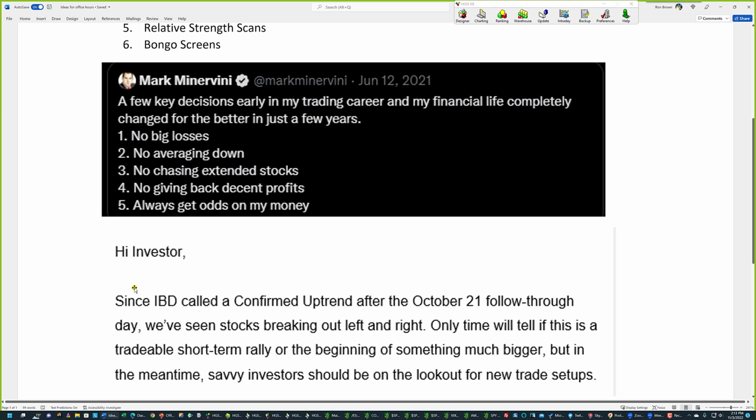And this came today from IBD. Since IBD called a confirmed uptrend after the October 21st follow-through day, we've seen stocks breaking out left and right. Well, it didn't last, unfortunately. Only time will tell if this is a tradable short-term rally or the beginning of something much bigger. But in the meantime, savvy investors should be on the lookout for new trade setups. So they called it on October 21st. I'm going to go into the R program here, and I'm going to look at October 21st and see what they were looking at and use some of my charts. So I'm going to do that next.